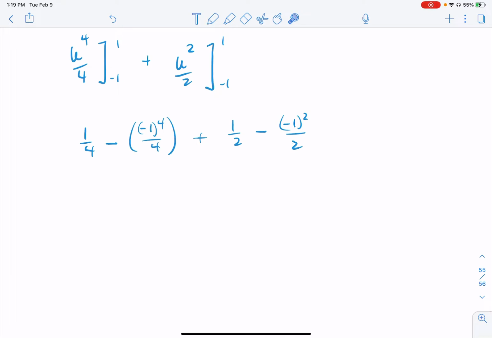On this negative 1 to the 4th, of course, that's going to be a positive 1/4, and I get 1/4 minus 1/4. Hey, that's 0. Plus 1/2 minus, and then the negative 1 being squared is also an even power.